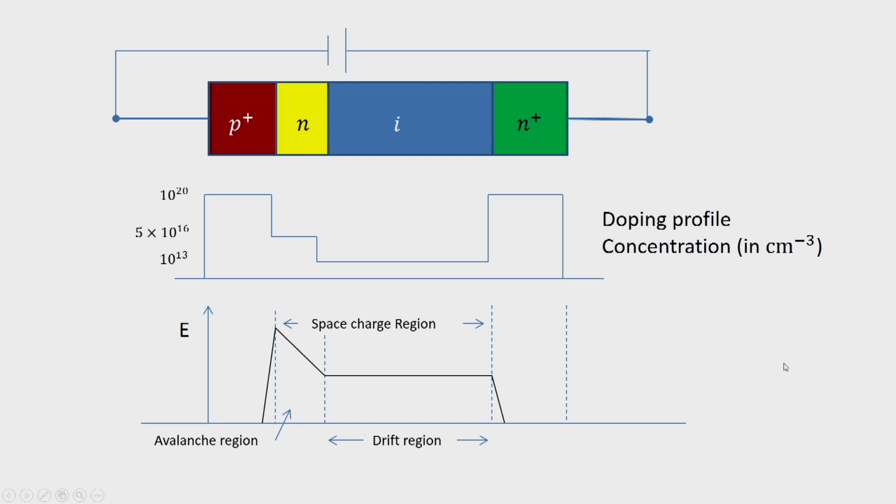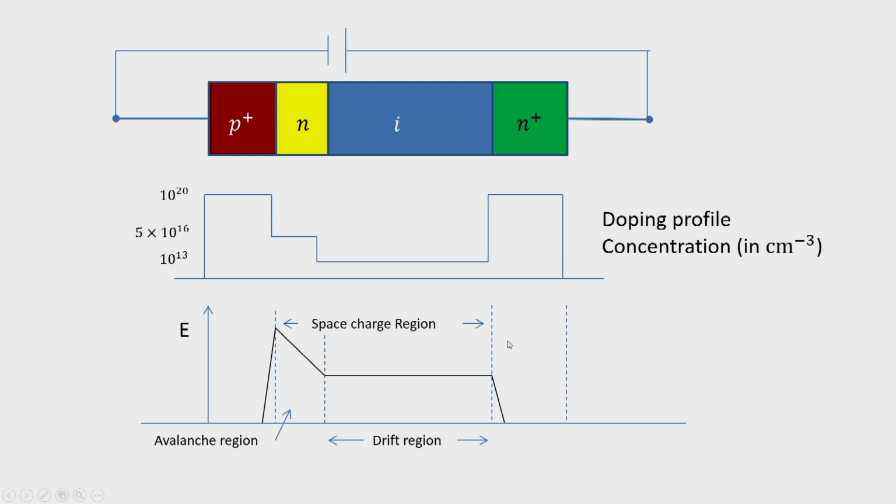The doping profile, the concentration typical values are 10 to the power 20. This is the normal concentration of a p-n junction, 10 to the power 16, and the intrinsic region has a concentration of around 10 to the power 13. Now, because of this heavy doping in the p region, the depletion region will be mostly in the N region, and the electric field distribution is shown here.